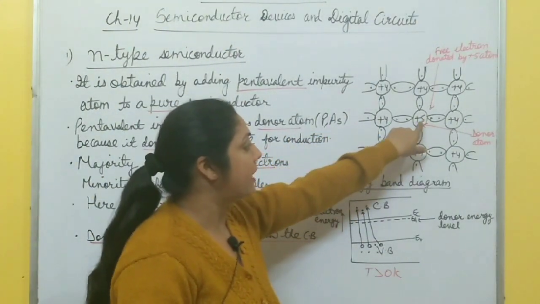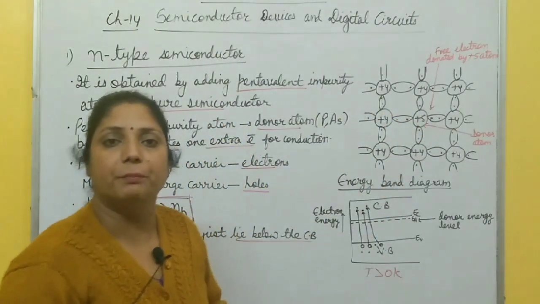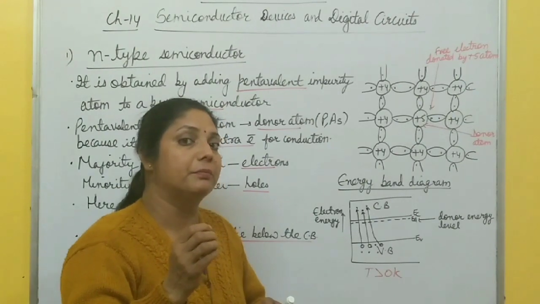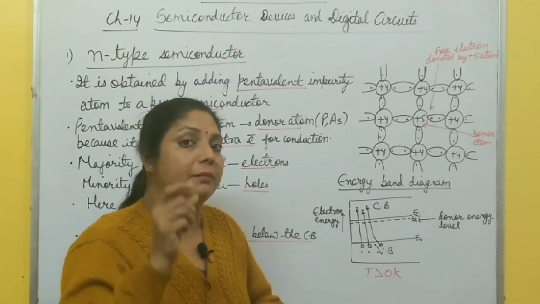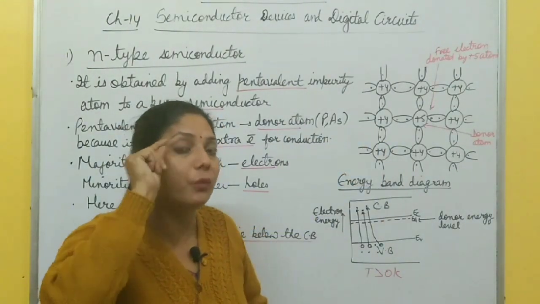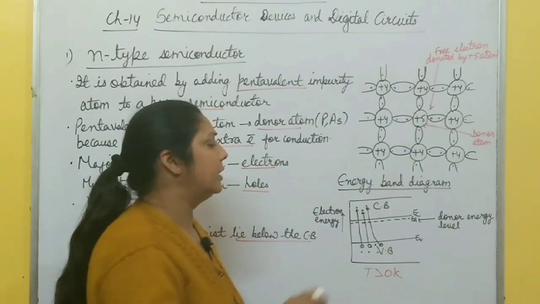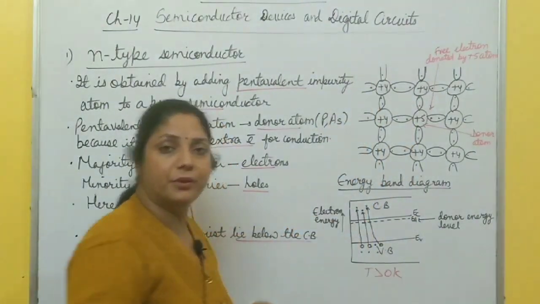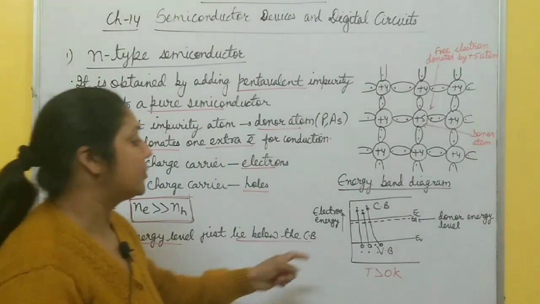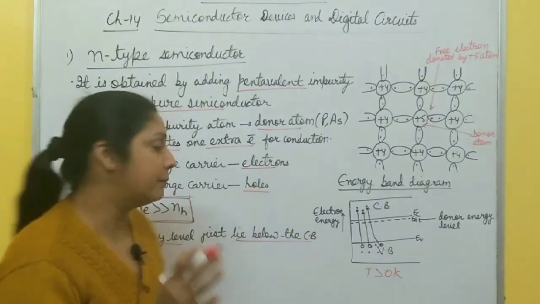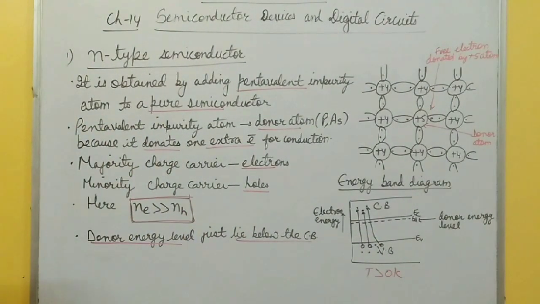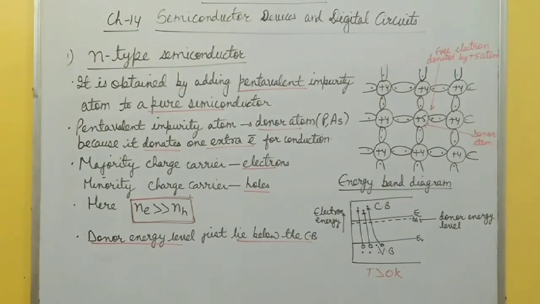One impurity atom is added here, and not only one impurity atom, actually the impurity is added in very small amounts, ppm, parts per million. It means if 1 million tetravalent atoms are there, then you have to add 1 part of impurity atoms. So there are a large number of free electrons due to this impurity atom. It donates extra electrons, that's why it is called a donor atom. And also there are some thermally generated electrons, so the total number of electrons is greater than the total number of holes in an N-type semiconductor. Okay, please take a screenshot of this one.